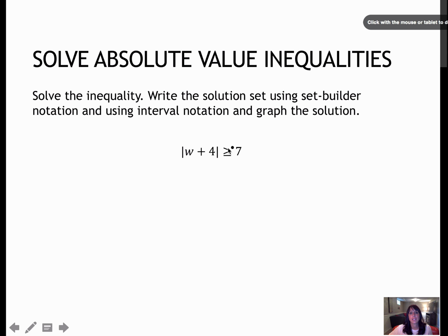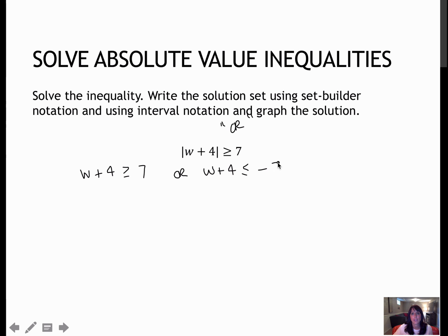My next one, this is a greater. Again, it's a greater question. I would solve, because it's an or rather than an and, I actually do have to write it twice. So I have this is greater than 7, or I have that expression is less than or equal to negative 7. So remember when I wrote it the second time, I changed the sign and also flipped the inequality. That gives me w is greater than or equal to 3, or w is less than or equal to negative 11.